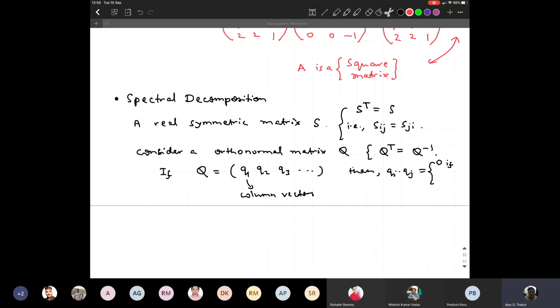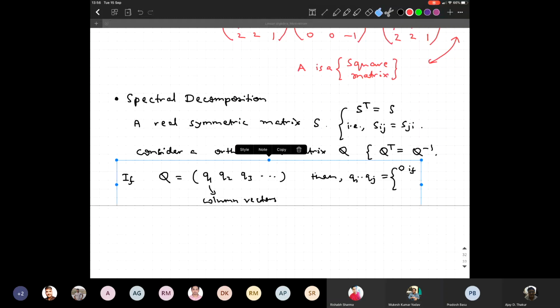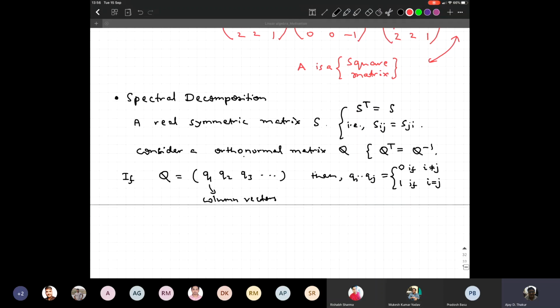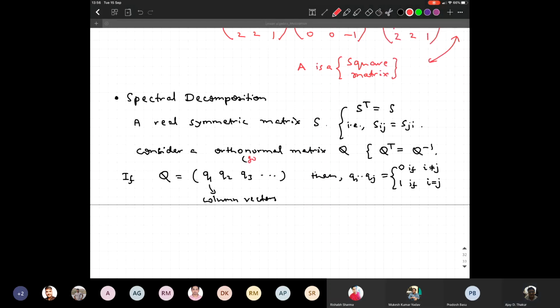So Qi dot Qj is equal to 0 if i is not equal to j, and equal to 1 if i equals j. And that's why I prefer to call it orthonormal matrix, but you will find in literature where this would also be called orthogonal matrix.